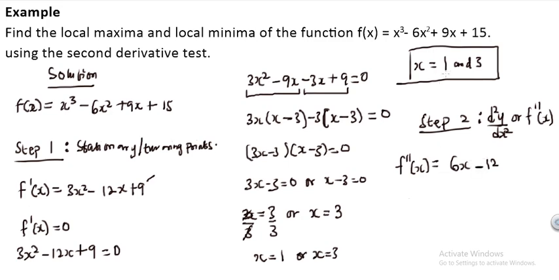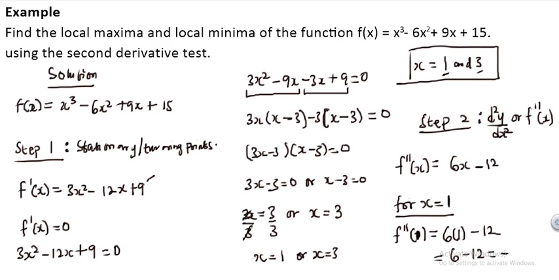So what I'll do from now is test x is equal to 1 and x is equal to 3 using the second derivative. So for x is equal to 1, I'll simply plug it into my second derivative. f double prime of 1 is equal to 6 open bracket 1 close bracket minus 12. So this is equal to 6 minus 12, which is minus 6. Now notice something: minus 6 is less than 0. But why does this sign matter?